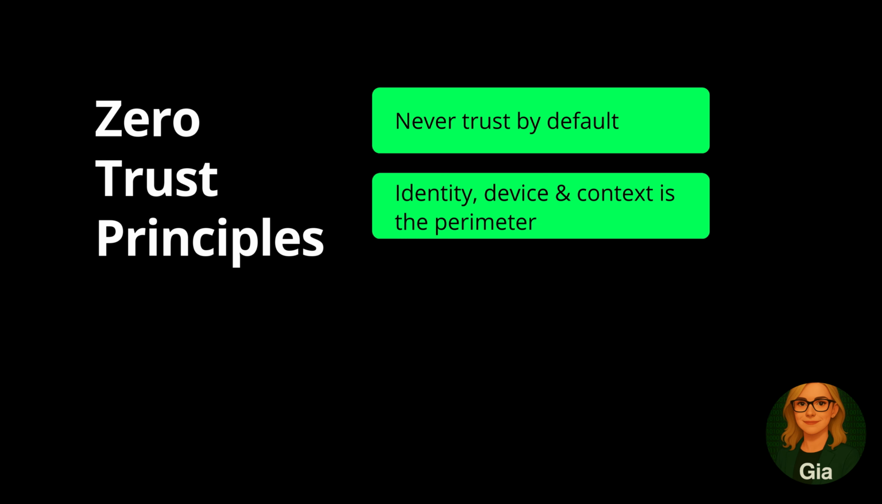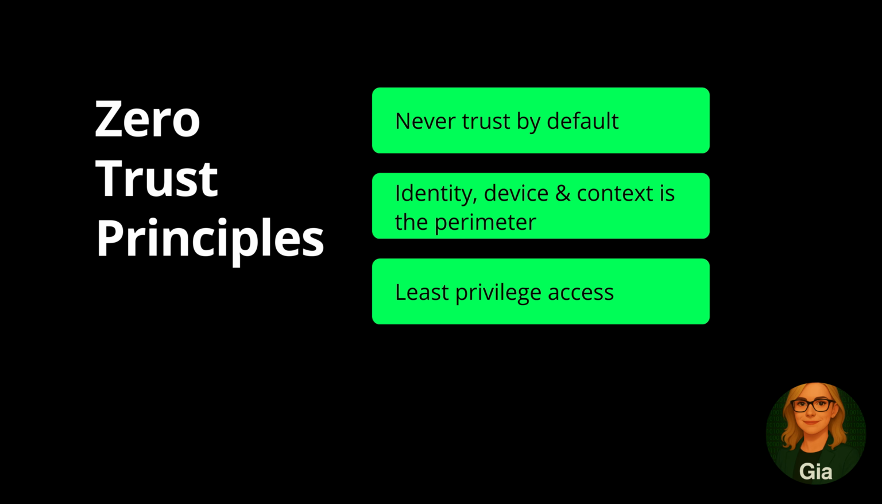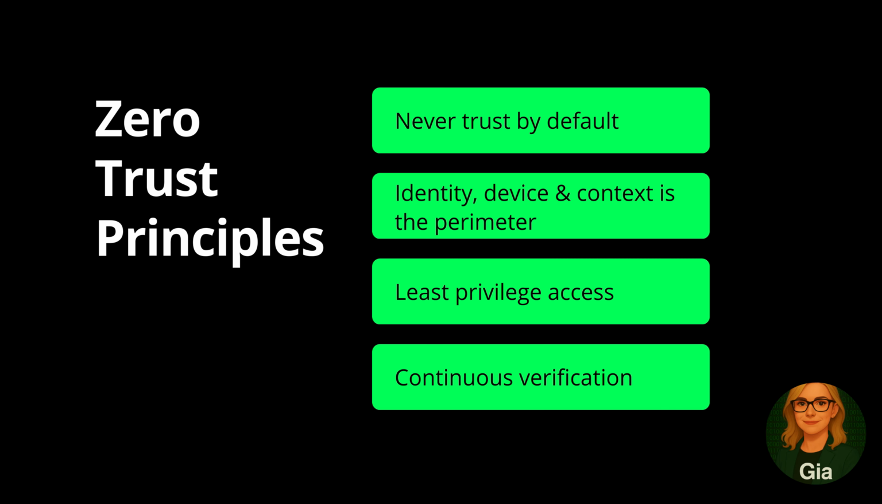Zero Trust is built on 4 key principles. Never trust by default. Every access request must be evaluated, regardless of where it comes from. Identity, device, and context together form the new basis for access decisions. Access is limited using least privilege, so users only get what they need when they need it. And verification is continuous, with access being re-evaluated as conditions change. Together, these principles dramatically reduce risk and limit the impact of breaches.